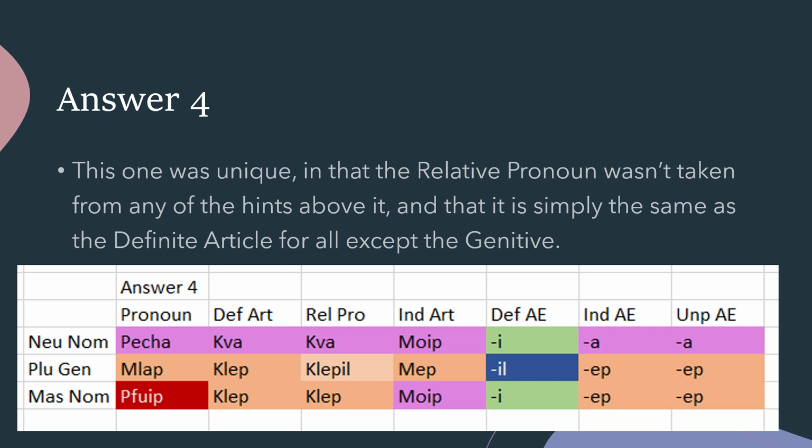Here we have it. The definite article is klep. The relative pronoun is klep because, again, klepil is specific to the genitive. So in all instances other than the genitive, the relative pronoun is the same as the definite article, which is a fun little fact, right? Then we have the indefinite article and indefinite adjective ending, which are borrowed from the neuter nominative, in this case moip and e. And then for the unpreceded adjective ending, it is ep, just like in the plural genitive. So there you have it.